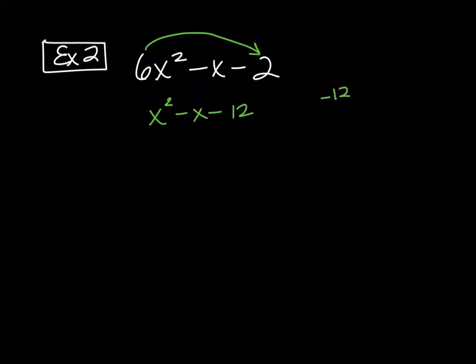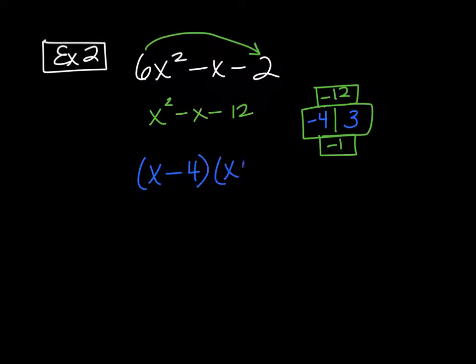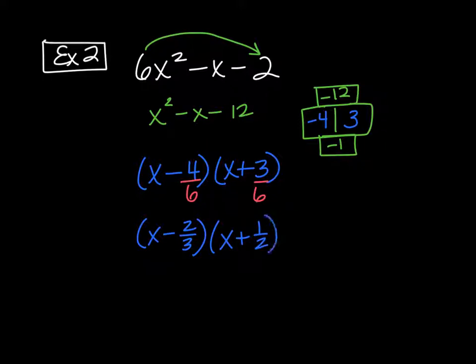So now I'm coming up with 2 numbers that multiply to give me -12, add to give me -1. And when I do that, my 2 numbers are -4 and +3. So my factors are x minus 4, x plus 3. But because I moved that 6 to the end, I've got to bring it back. So I'm going to divide by 6, which is going to give me x minus, now 4 doesn't divide by 6, but it does simplify, so I'm going to say -2/3. And then again, 3 doesn't divide by 6, but it does simplify, 1/2.